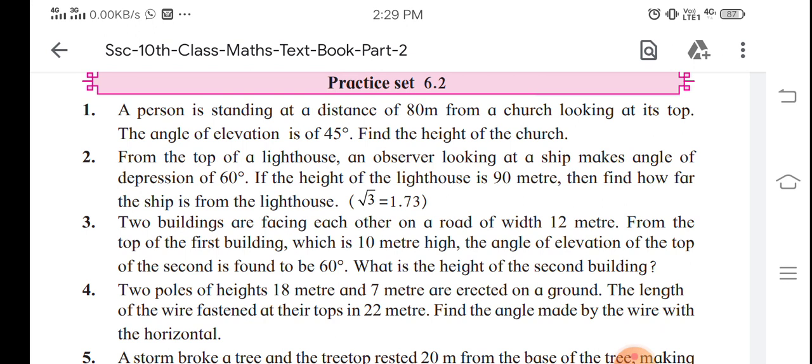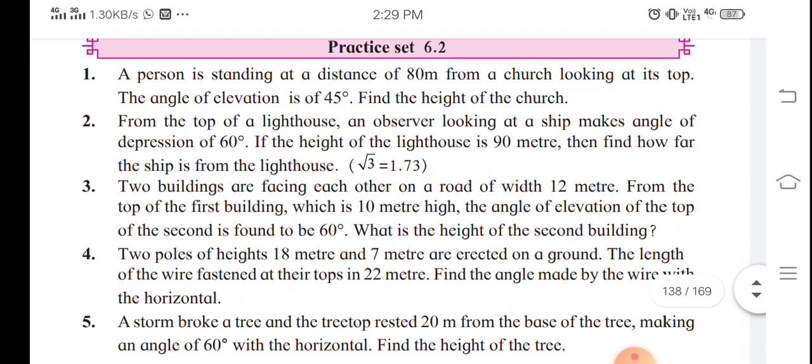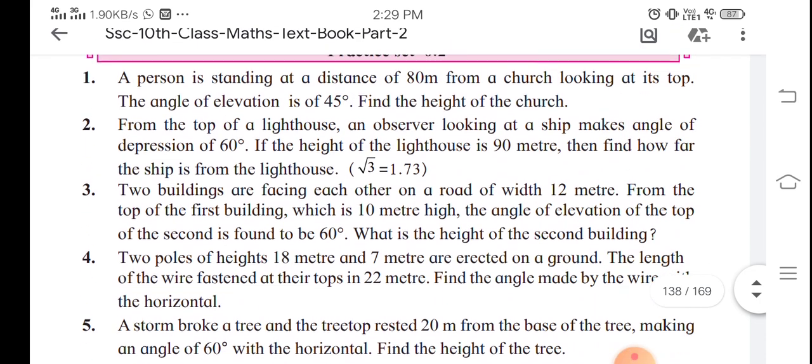Okay, so we'll start this practice set. See here, they have given a total of 6 questions. So I'll try to complete these 6 questions in this lecture only.